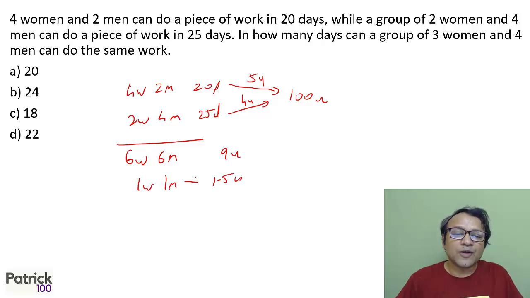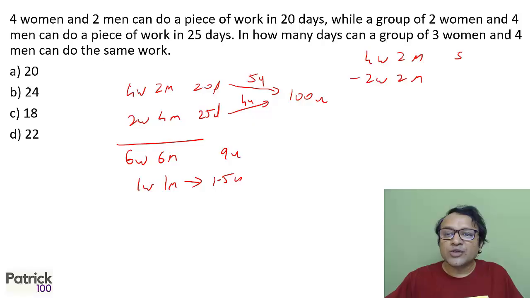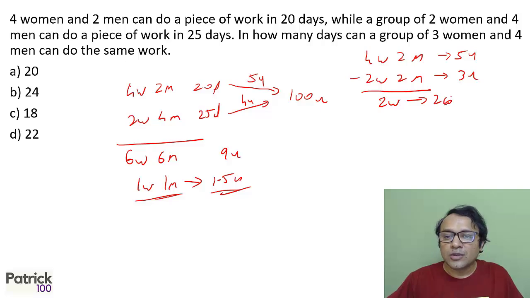9 upon 6 is 1.5. Now if I want to find how much work a woman does, take 4 women, 2 men minus 2 women, 2 men. This is 5 units of work minus 2 women and 2 men, which is 3 units of work, because 1 woman and 1 man do 1.5 units. So 2 women and 2 men will do 3 units. So 2 women do 2 units of work, so 1 woman will do 1 unit of work.